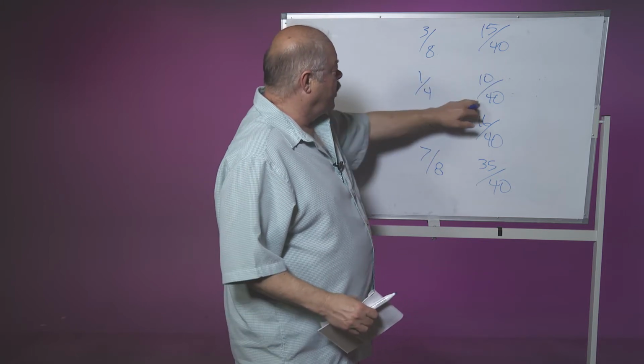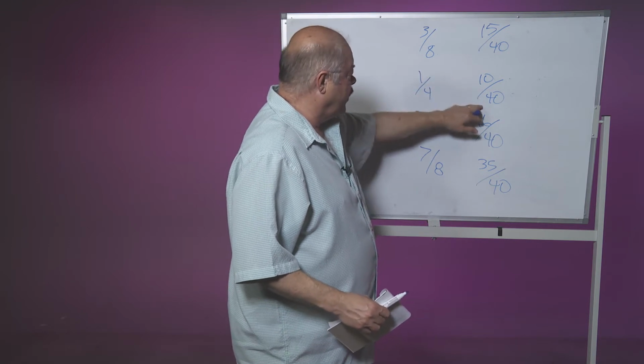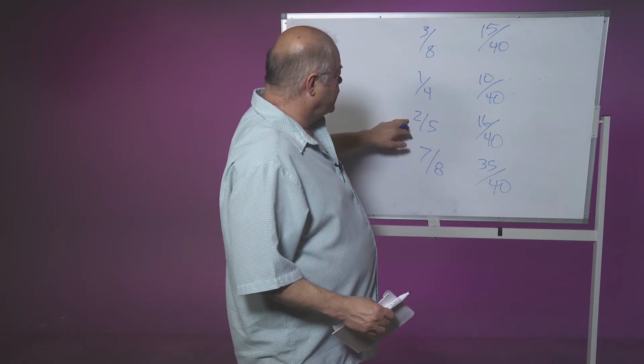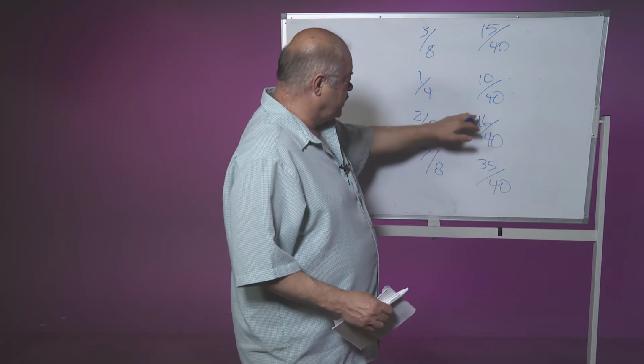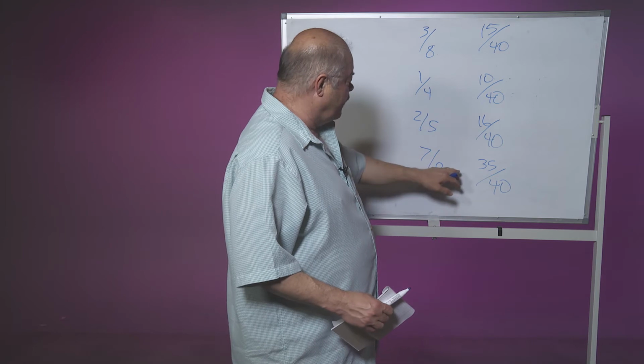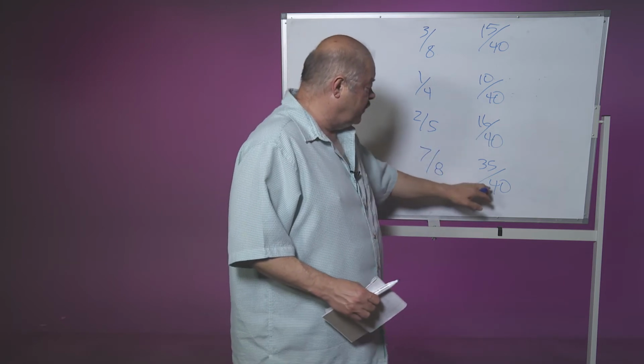To get 40 on the bottom here, you'd multiply top and bottom by 10. That's how you get 10/40. This is multiplied by 8. 5 times 8 is 40. 2 times 8 is 16. And this is multiplied by 5. And so 7 times 5 is 35. 8 times 5 is 40.